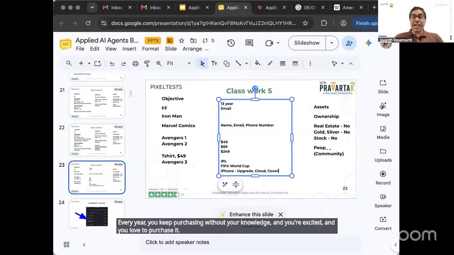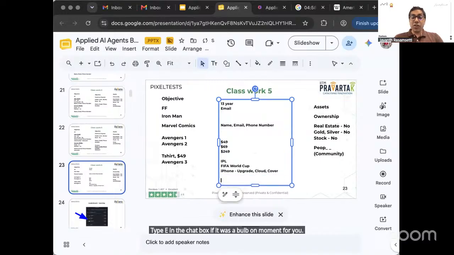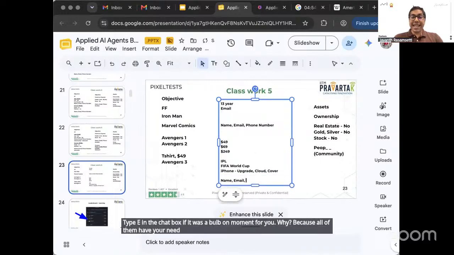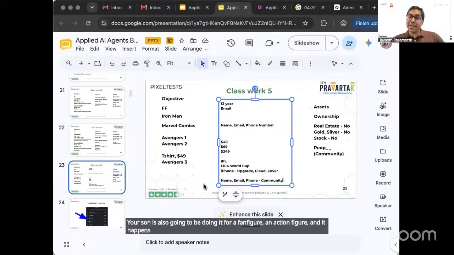Type E in the chat box if it was a bulb on moment for you. Why? Because all of them have your name, email, phone number, and they have a community. Okay? Type E in the chat box if you have done it. Your son is also going to be doing it for a fan figure or an action figure. And it happens very heavily with kids, but the same thing happens with this. Yeah, so it's all about the community.